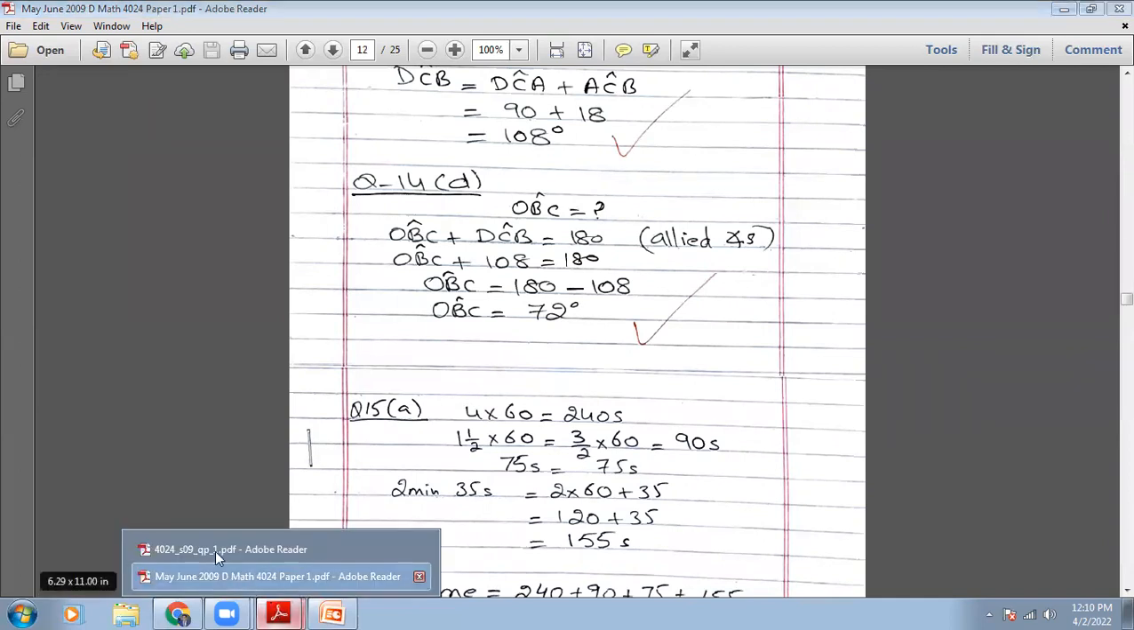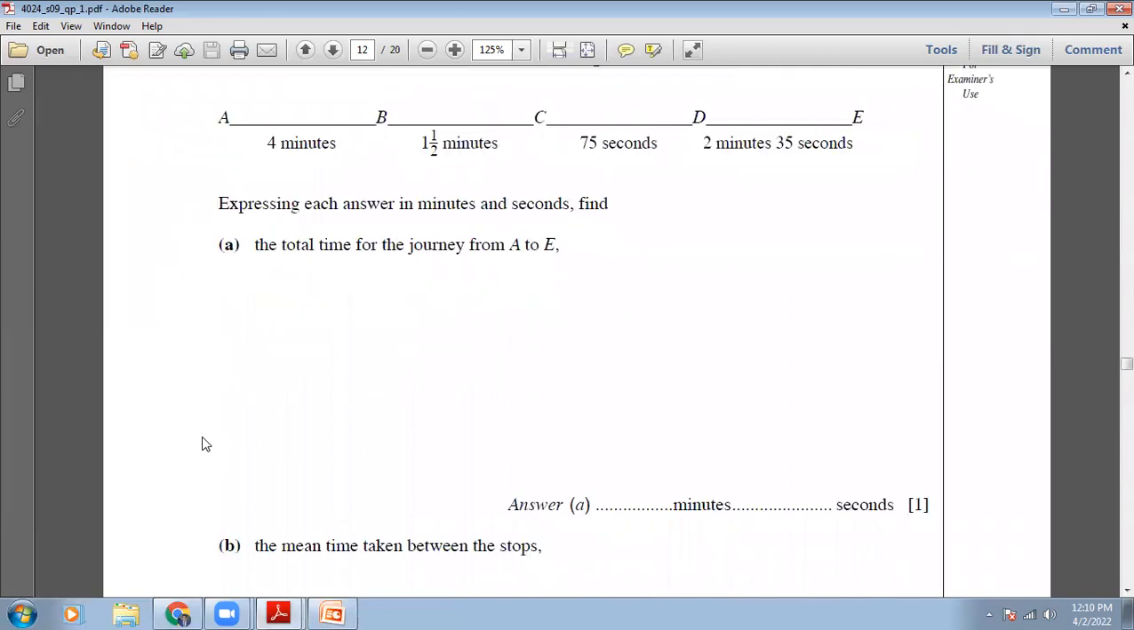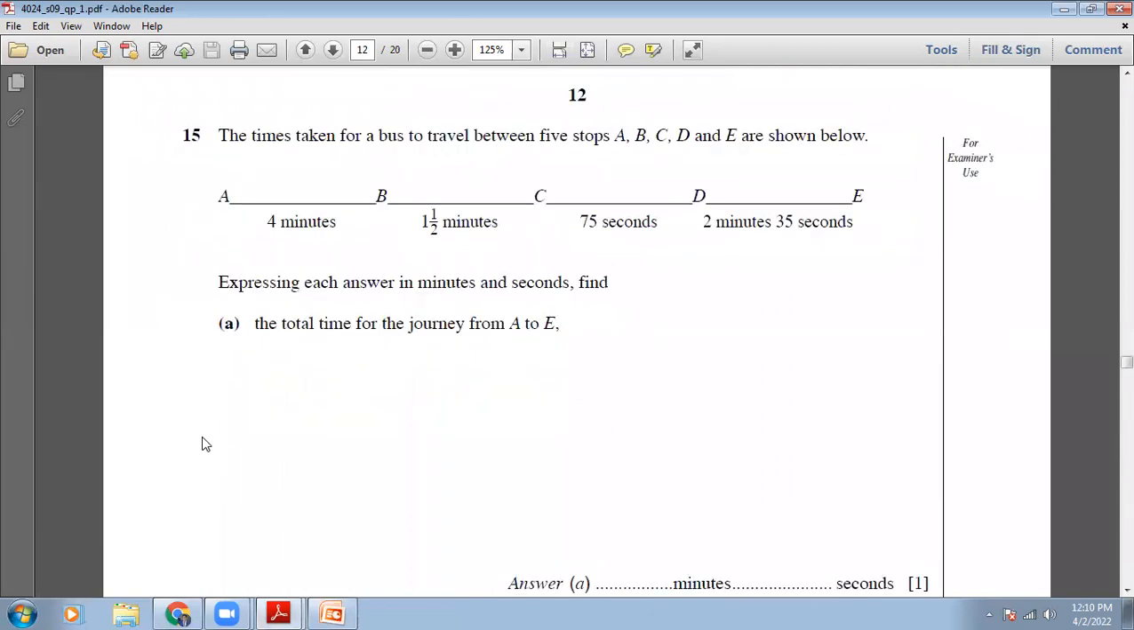So next question. He says the times taken for a bus to travel between the 5 stops A, B, C, D, and E are shown. From A to B, it takes 4 minutes. From B to C, it takes 1.5 minutes. And from C to D, it takes 75 seconds. From D to E, it takes 2 minutes, 35 seconds. Expressing each answer in minutes and seconds, find the total time for the journey from A to E.